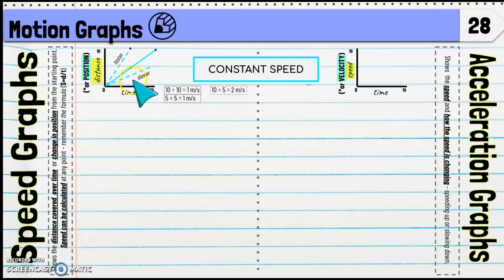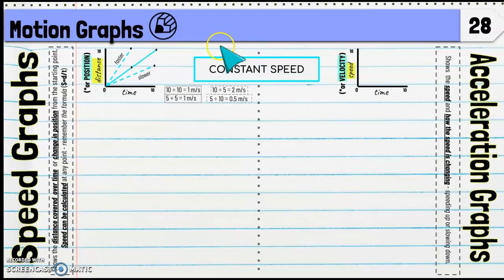If the line is not as steep, the object is traveling slower. If I look at this dot, the distance is only at about 5, took about 10 seconds, so 5 divided by 10 gives us 0.5 meters per second. So again, you can see if it is less steep, the object is traveling slower.